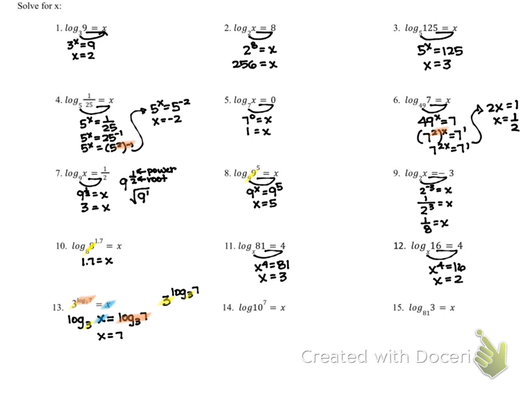Okay, this one, I'm not going to do a ton of work. I'm just going to write in the base that's missing. And if there's no base there, we know it's a base of 10. So that matches with that. That cancels. I get 7 is equal to x.